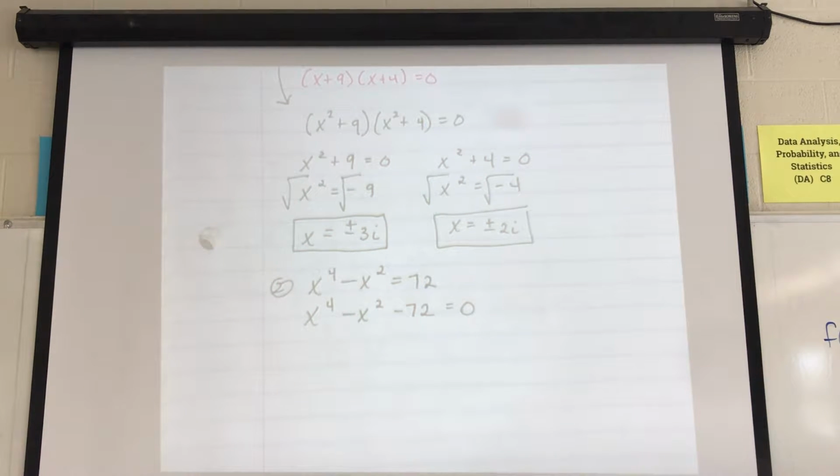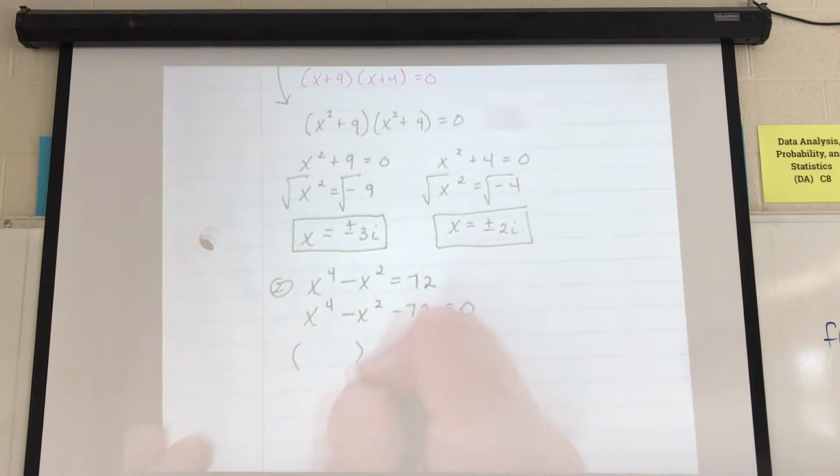Now again, this is a 4th degree, it's a trinomial. For a moment I just say to myself, if it was quadratic I would just do that product sum thing. So I'm going to just do that product sum thing. I'm looking for numbers that multiply to negative 72 and add to negative 1. And that's going to be negative 9 and positive 8.